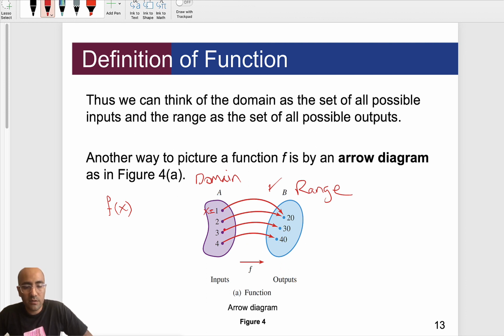So if this was, the way it's described, these numbers are exactly the only values in my domain. My domain is made up of 1, 2, 3, and 4. And my range is made up of exactly 20, 30, and 40.